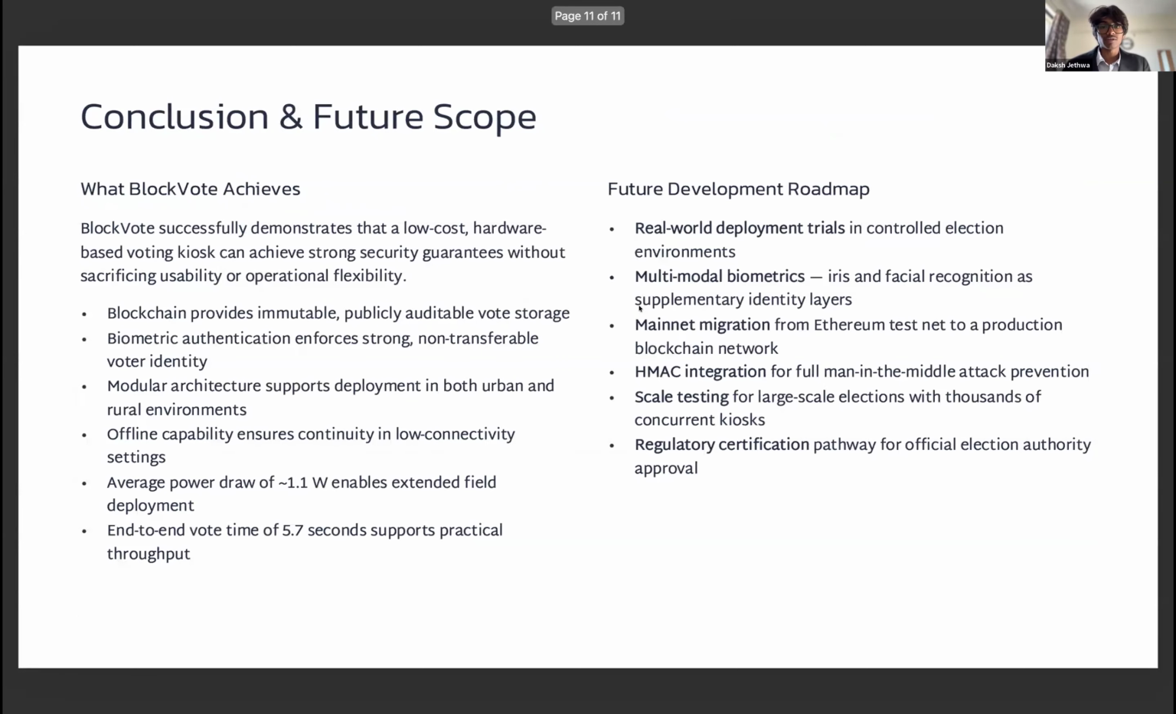So let me end with this thought. Democracy should not depend on trust alone. It should be backed by verification. BlockVote demonstrates that it's possible to build a secure, transparent, and practical voting system using modern technologies. With future improvements like multi-modal biometrics and real-world deployment, this system has the potential to redefine how we conduct elections, not by replacing existing systems overnight, but by evolving them towards a more trustworthy future. Thank you. That is my time.